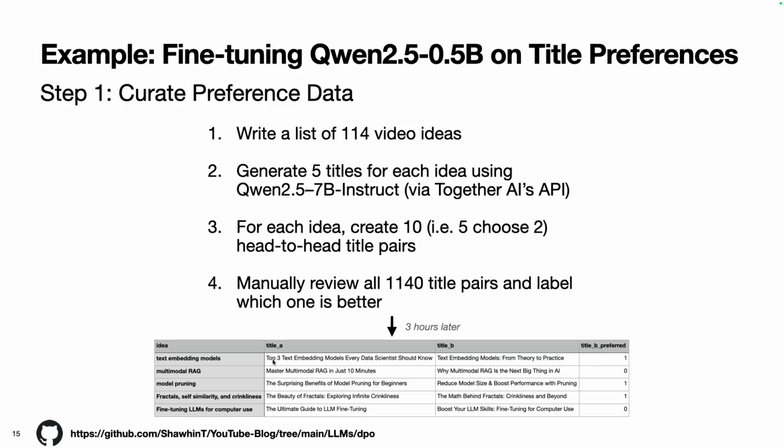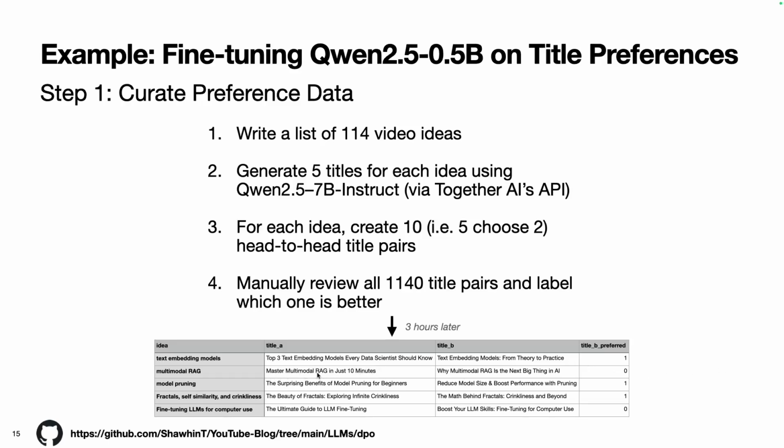Reading these, like "Top 3 text embedding models every data scientist should know." I feel like that's quite sticky, but that doesn't make sense. There aren't 3 embedding models that every data scientist should know. I just don't think you can really fulfill on that promise in a video. However, title B, "Text embedding models: from theory to practice," that makes sense. That seems like a video that I would actually make and probably actually watch. So I prefer title B.